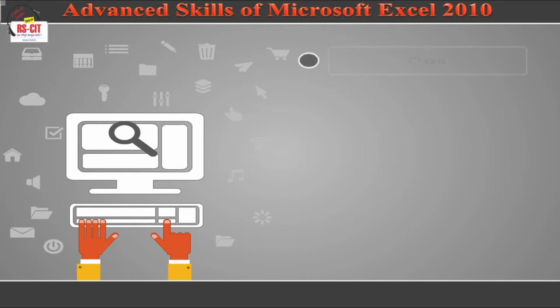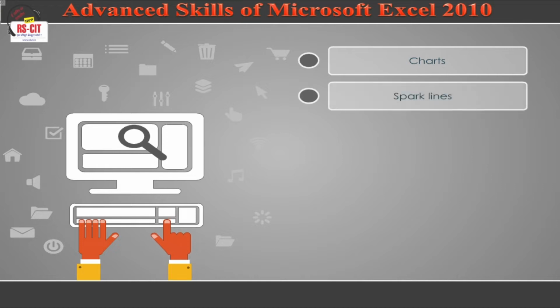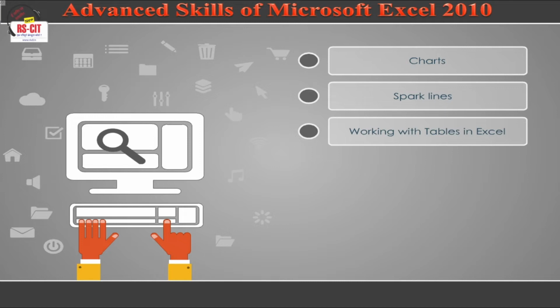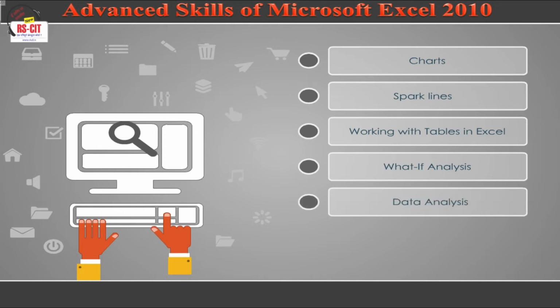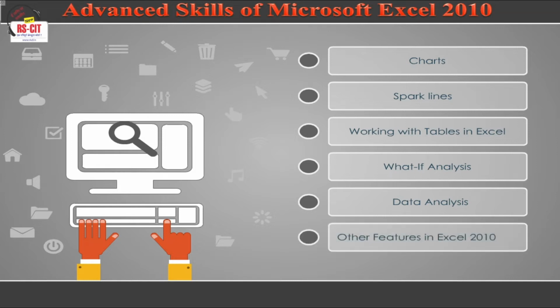This chapter will cover charts, elements of a chart, chart types, selecting the right chart type, creating a new chart, modifying and formatting a chart, Sparklines, creating Sparklines, modifying Sparklines, working with tables in Excel, what-if analysis, Scenario Manager, Goal Seek, data analysis, PivotTables, introduction, creating and editing a PivotTable, PivotCharts, other features in Excel 2010, slicers, conditional formatting, working on duplicates, Text to Columns wizard, and protecting a worksheet.